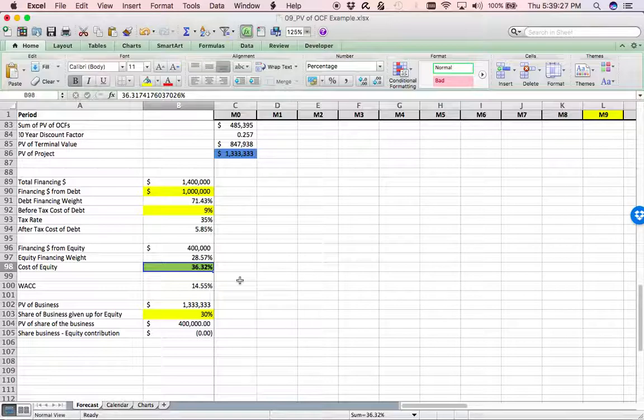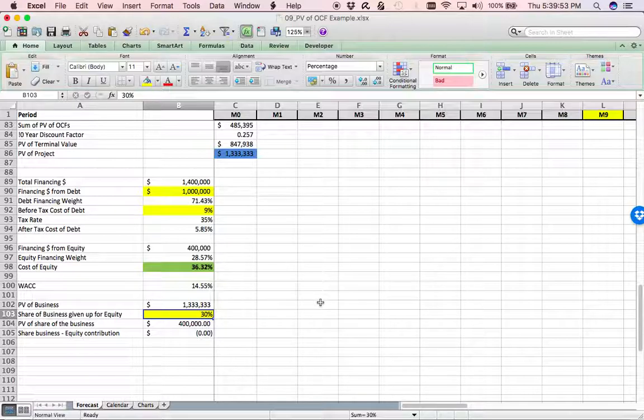Now, here's the rub on that. 36.32% to me sounds like a really expensive cost of equity. But once again, you cannot go back to the investor and say, I want the cost of equity to be 25%. You go back to them instead and you say, that share of 30% of the business implies a cost of equity that's just too high. And so you have to propose a different share.